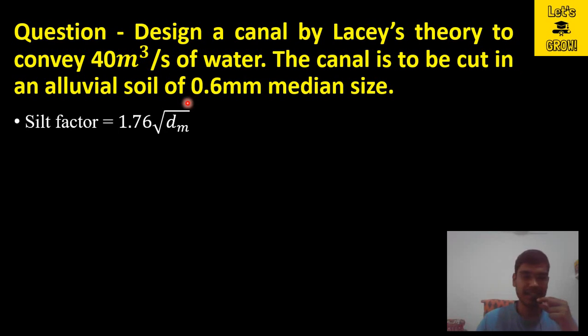So initially we will calculate the silt factor. The formula for silt factor is 1.76 into under root of dm. dm is median size in mm, and this median size is d50 size. d50 size means a particle size such that 50% of particles are finer than this size.